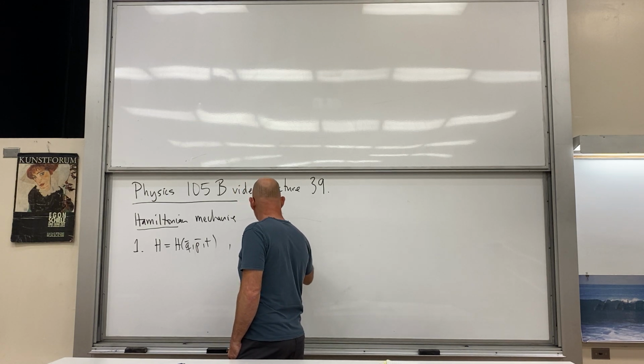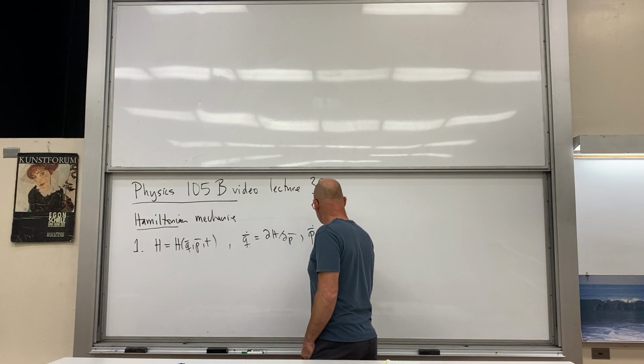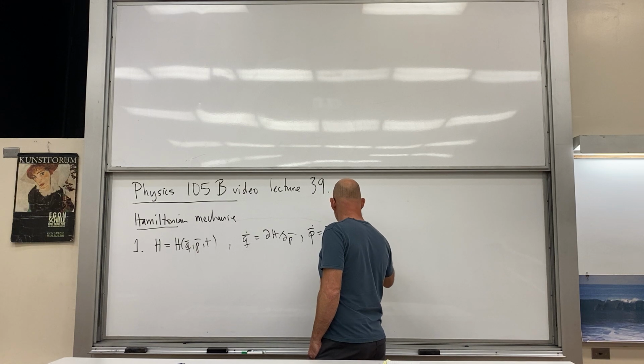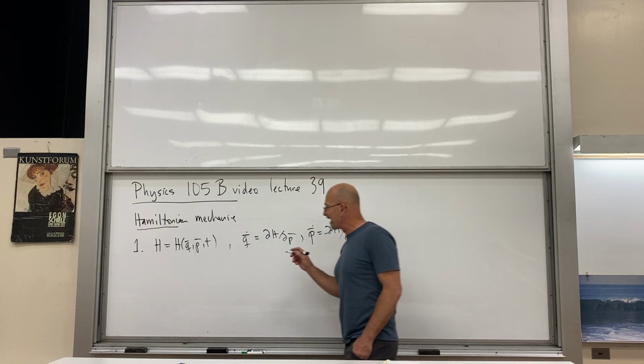Q dot equals partial H partial P, P dot equals partial H partial Q. This one gets the minus sign. Okay, so that's the one aspect.